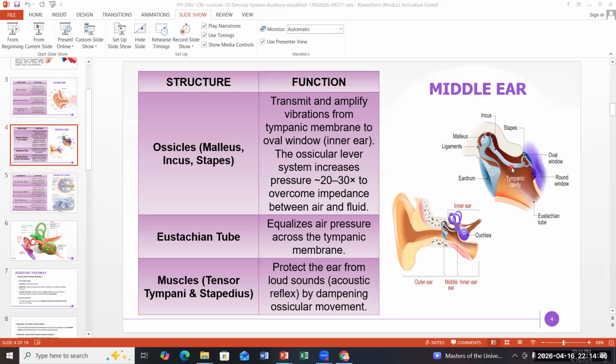So all these three bones, what is their job? Generally, we call them ossicles. They transmit and amplify the vibrations of the tympanic membrane to the oval window. There is an oval window inside. This one is the oval window. The oval window and tympanic membrane are far apart. Here is the tympanic membrane. Here is the oval window. The two are separated. But what bridges them together? The vibrations of the eardrum reach the oval window with the help of these three bones.